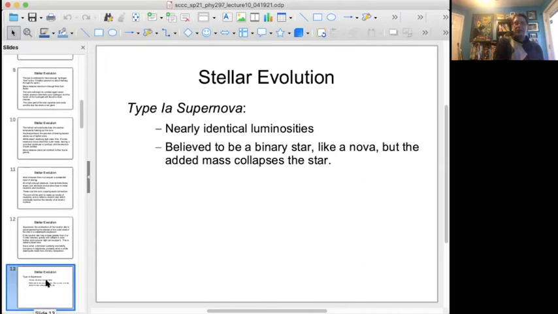And this can lead to what's called a type 1a supernova, and it's believed the type 1a supernovae have luminosities that are nearly identical to each other. And so it's used sort of as a distance marker. It's believed that a type 1a supernova is a binary star, but the added mass collapses the star. So you have a nova, but as the white dwarf pulls in more mass, it starts to collapse. And if it reaches a critical amount of mass, it can go supernova from that.